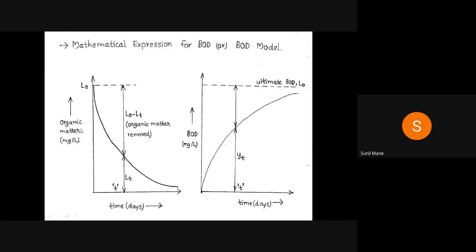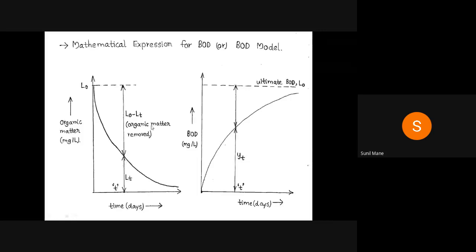Now we are more concerned about how that organic matter has been consumed, and then we will estimate how much oxygen demand it is going to put. Now here you can see that generally we take any point t. Let us take the fifth day. If you take this observation, about 60 to 70% of the organic matter has been consumed. So here at this particular point, this organic matter is present.